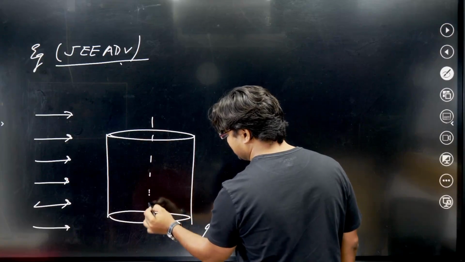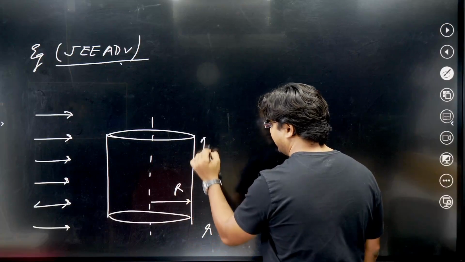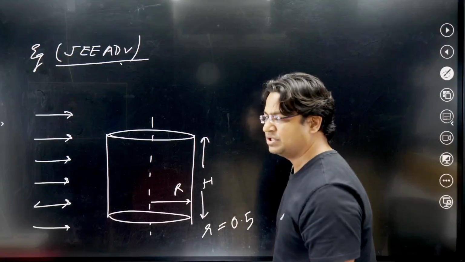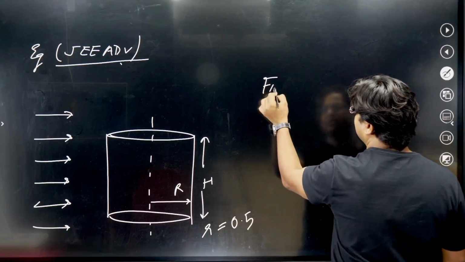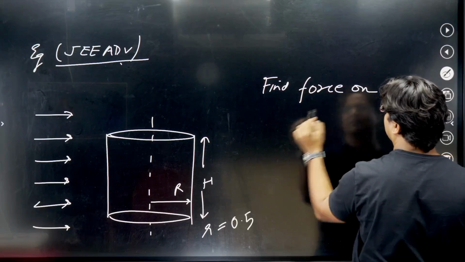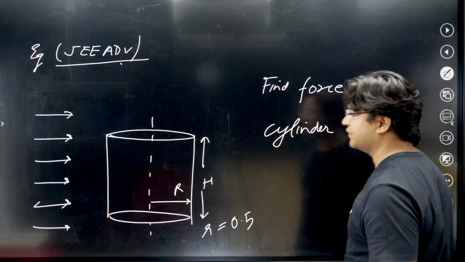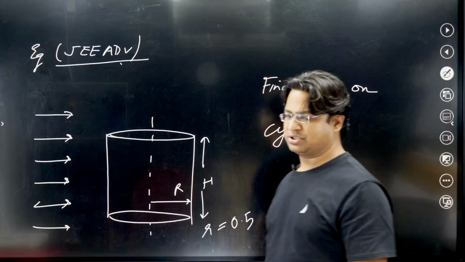The radius of the cylinder is given, and the height is given. This is R, and this is H. We need to find out the value of force acting on the cylinder. So find force on cylinder due to radiation, of course. How do I do this question?